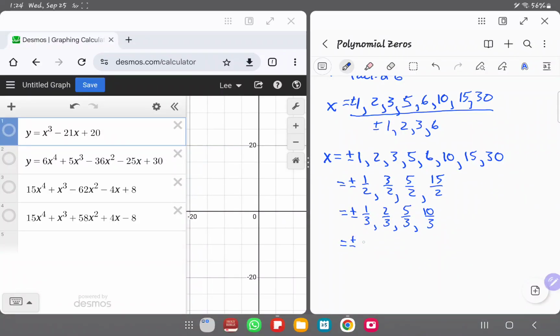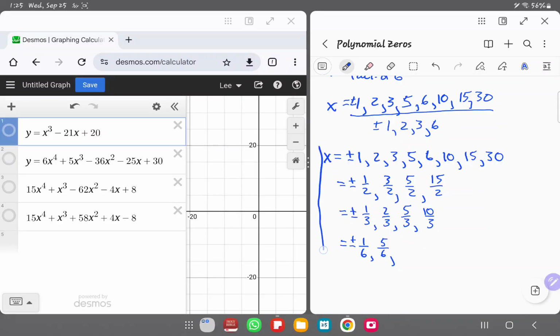So we got 1/6, which is new. 2/6 is a 1/3, which I already have. 3/6 is a 1/2, which I also already have. 5/6, that's a new one. I got 5/6. 6 over 6 is 1, already got that. 10/6, that'll reduce to 5/3, and I already have 5/3. 15/6, that'll reduce, let's see, to a 5 halves. I already have the 5 halves. And 30 over 6 is 5. So that's actually it for the denominator 6.